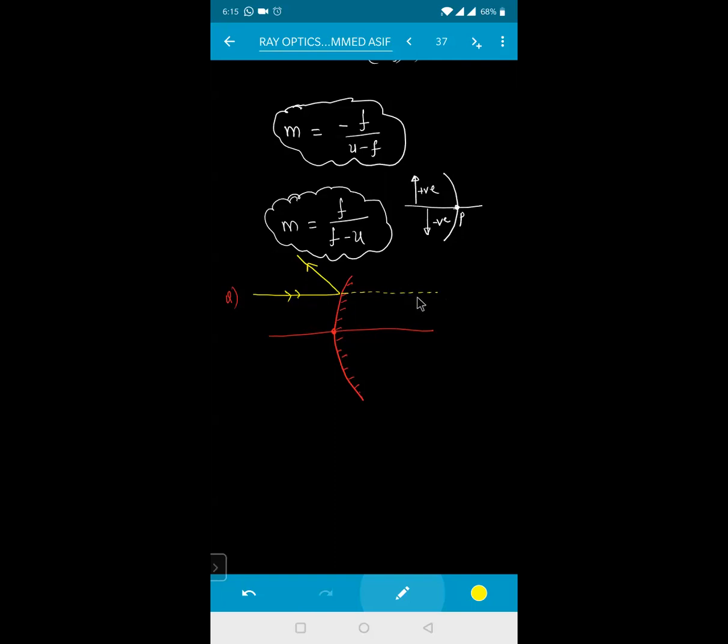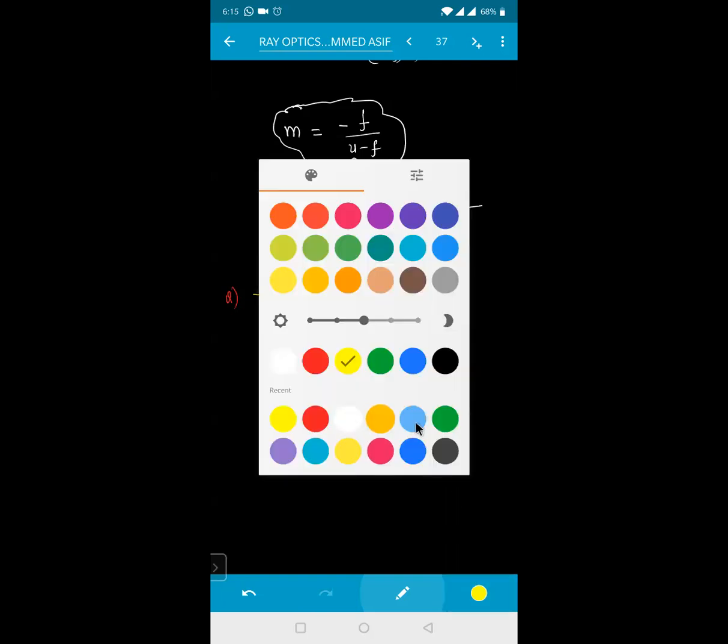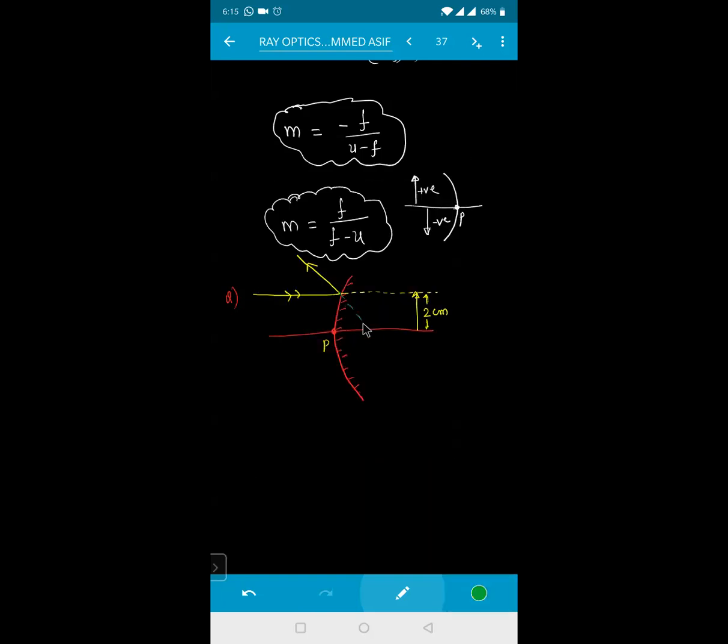Let's say, for example, I'm keeping this object somewhere here. This is 2 centimeters. I can't draw the ray diagram like this, so that is the reason I have taken the ray diagram like this. If I extend this ray of light in the backward direction, it is supposed to meet somewhere here. Another ray of light which is incident should be taken in such a way that it passes through the center of curvature.